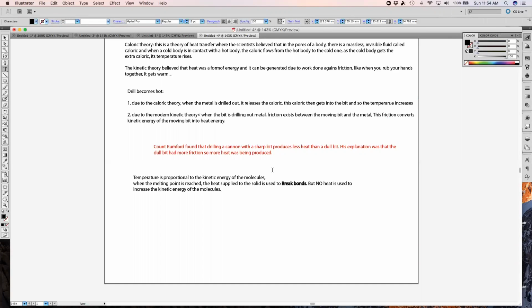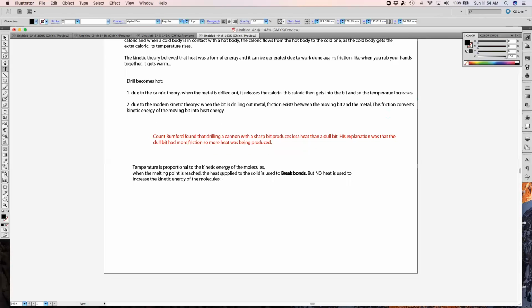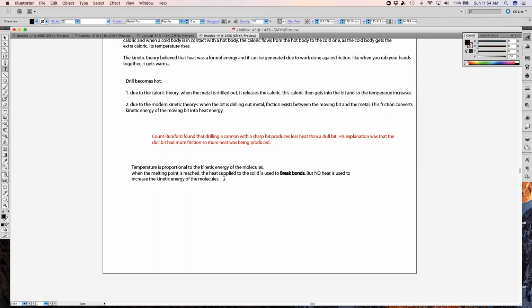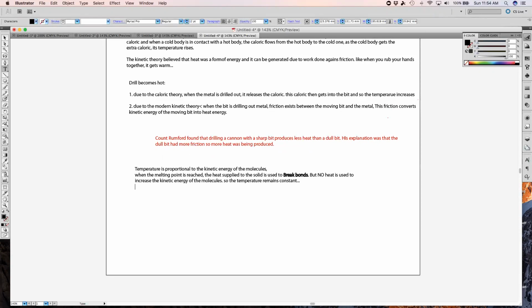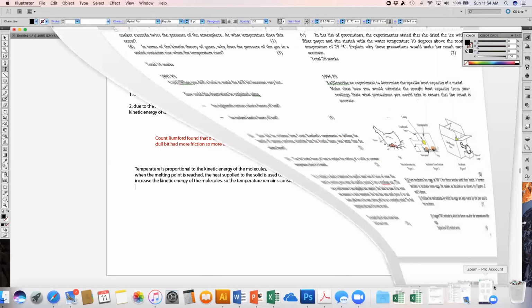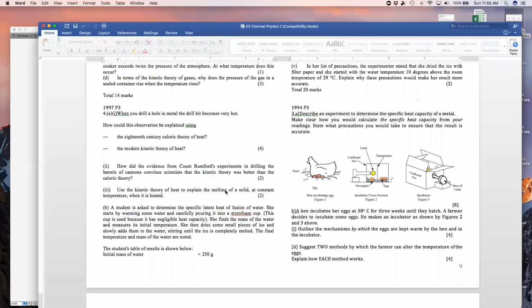that's what happens. When you reach melting point, you're supplying heat, but instead of the heat causing the molecules to move faster, the heat is being used to break bonds. So no heat is used to increase the kinetic energy. So the temperature remains constant. Right? So that is the explanation, using the kinetic theory of heat, for the melting of a solid at constant temperature once it's heated. You're supplying heat, but the heat is not increasing the kinetic energy of the molecules. It's just being used to break bonds.